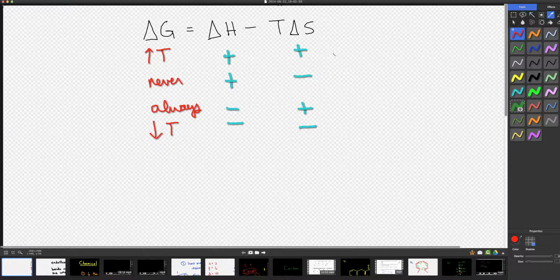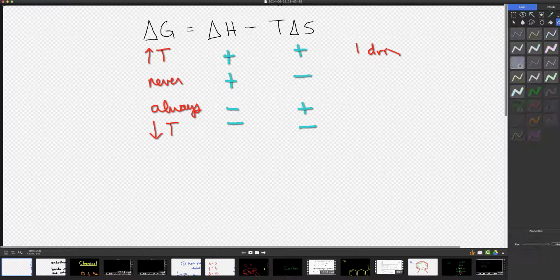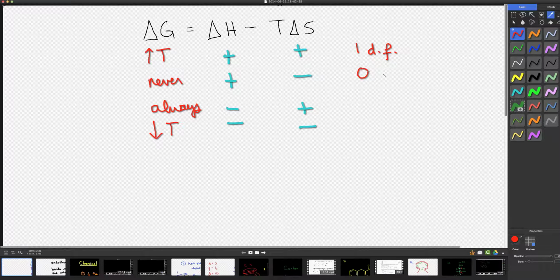Let's take a closer look at this. In the top condition, one driving force is present. Number 2, 0 driving forces are present. 3, both driving forces are present. And number 4, 1 driving force is present. So when we take this data holistically, at least one of those 2 driving forces must be present in order for the reaction to be spontaneous.